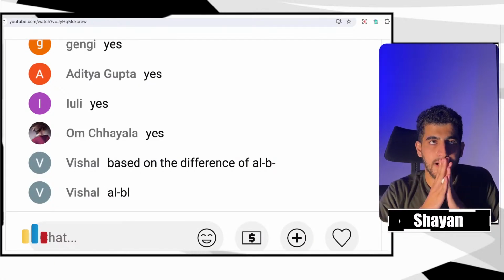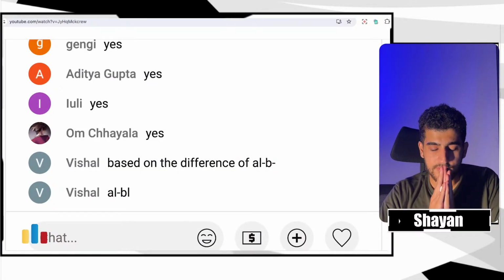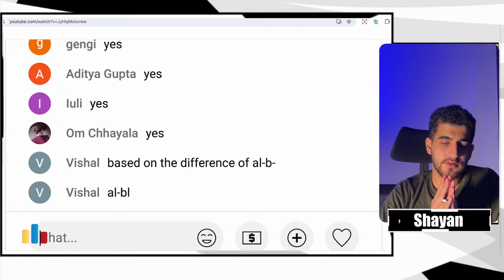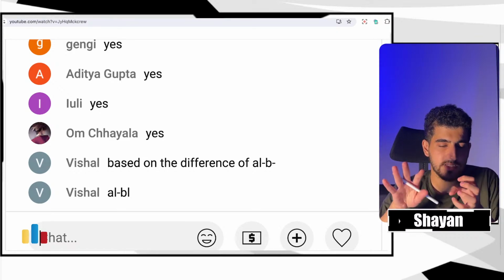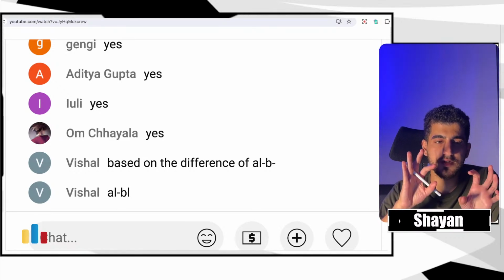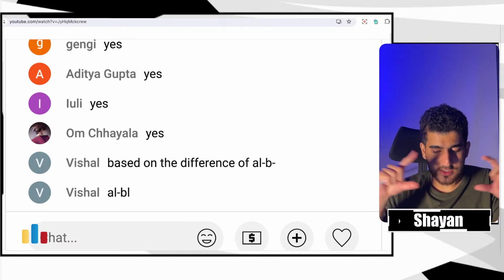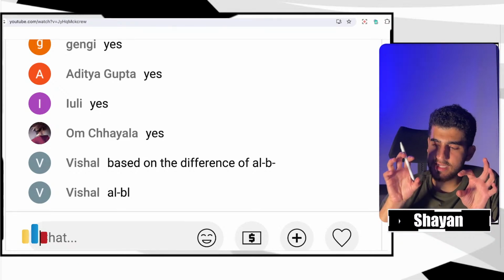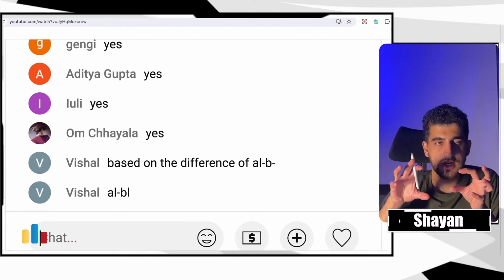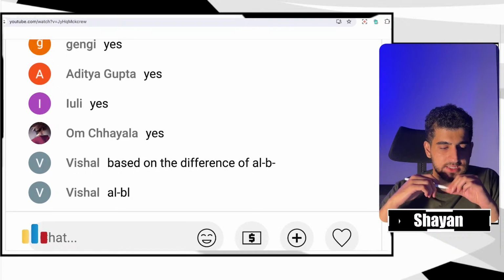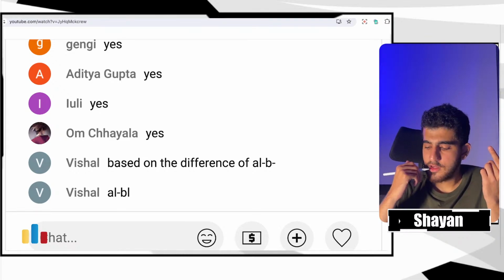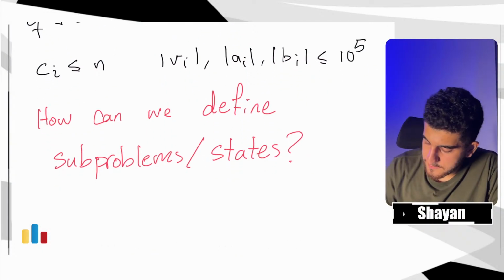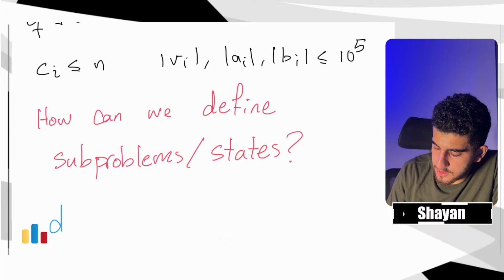We only care about the relative color of the balls. If we have a subsequence already, and its last ball has some color, this new ball has either the same color or a different color to that one. That's the only thing we care about. So what can our DPs be? How can I define the subproblems?